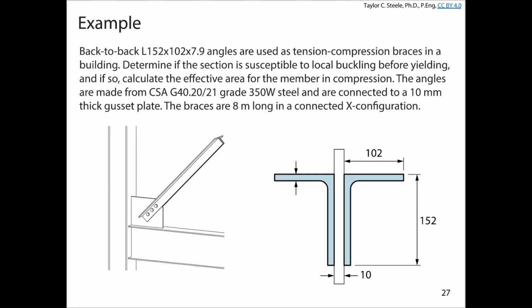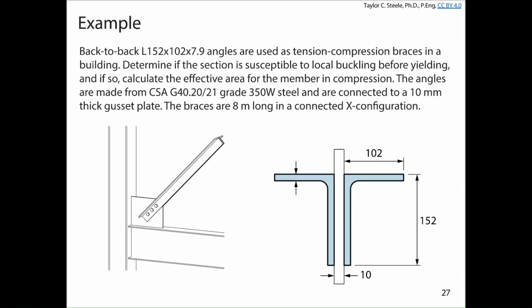Okay, so what we're going to do here is look at a set of back-to-back L152 by 102 by 7.9 angles. We're going to assume they're being used for tension and compression loads. If they were tension-only bracing, we don't care about local buckling because we're not dealing with compression anyway. But if we're expecting to get some compressive resistance out of the brace as well, when we calculate that compressive resistance, we have to account for the potential for local buckling to happen.